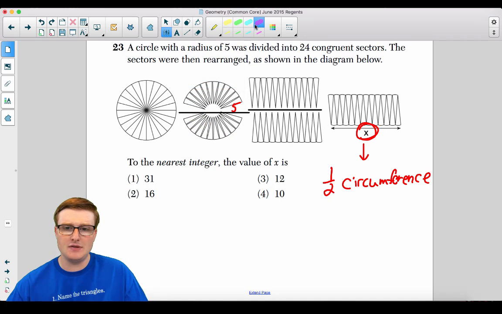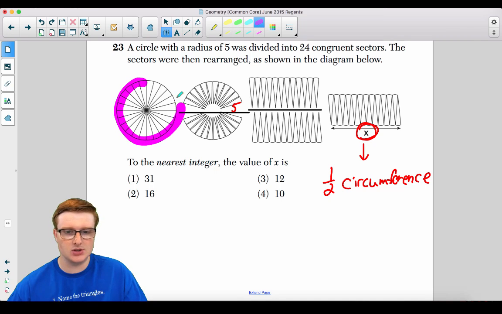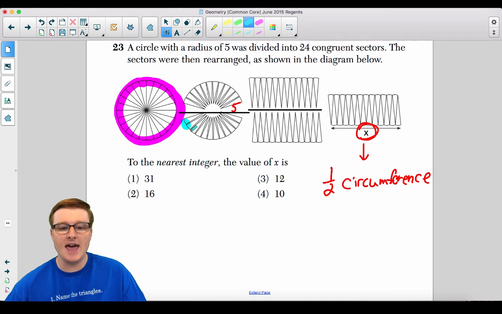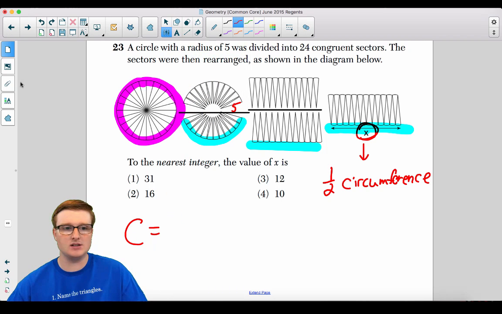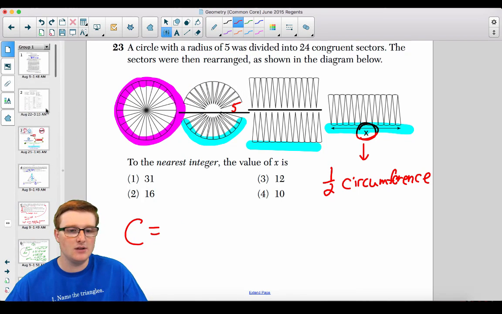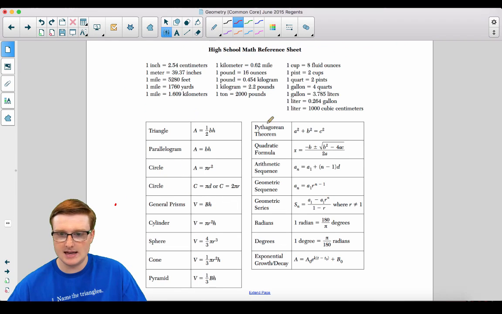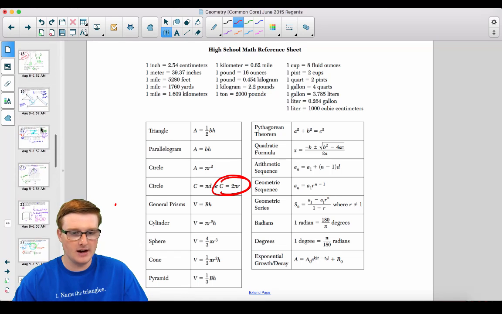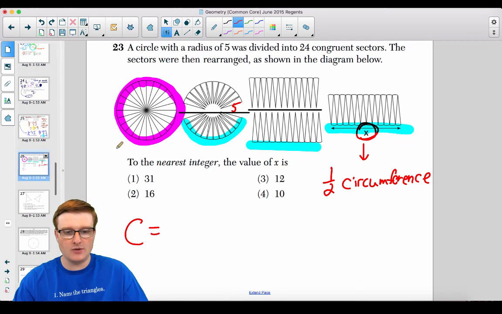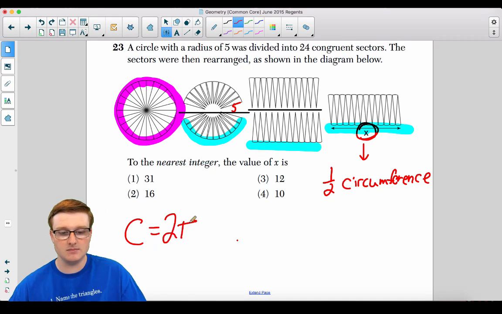Why? Well, this is the entire circumference. It's being split in half. That's half of the circumference. That's half of the circumference. And this is half of the circumference. So the formula for circumference, and it's actually on your reference sheet, is C is equal to 2 pi r. I don't use pi times the diameter. I don't like that one. I use 2 pi r. All right?